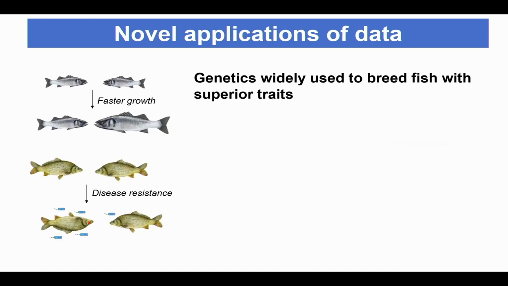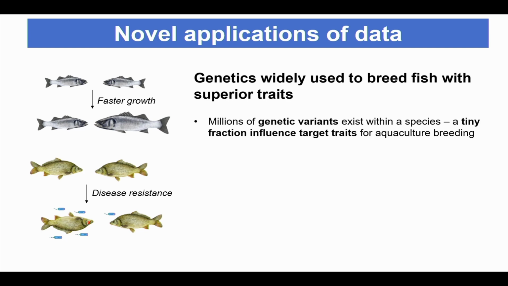So coming on to the novel applications of the data, to frame the coming talks and discussions, the main area for application that we see immediately is in selective breeding. Don't need to convince this audience, but obviously genetics is widely used to breed fish that have superior traits, things like faster growth, more disease-resistant animals.